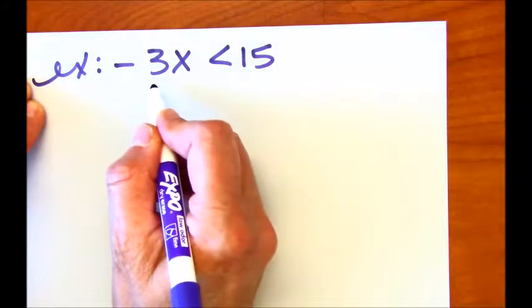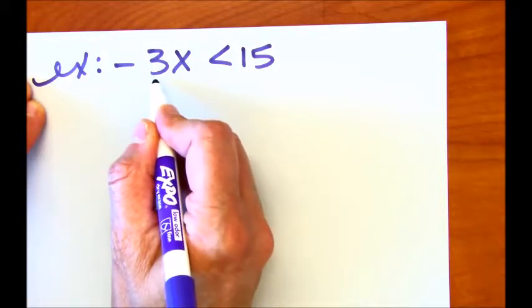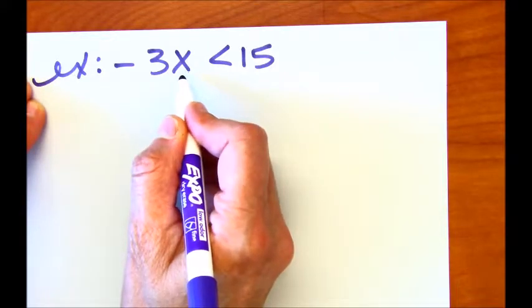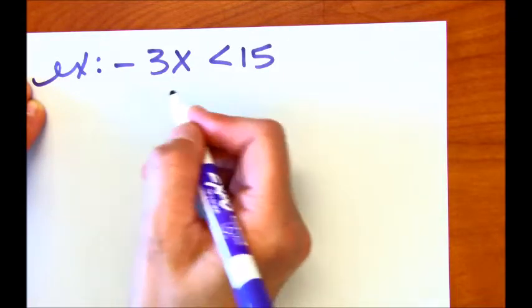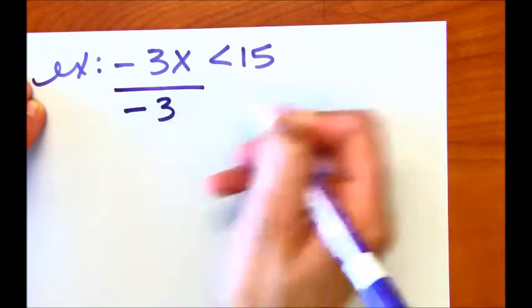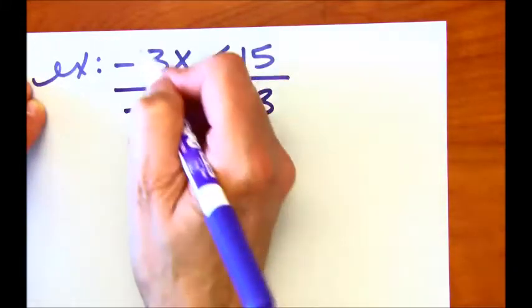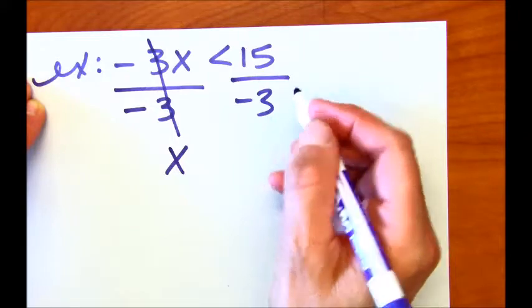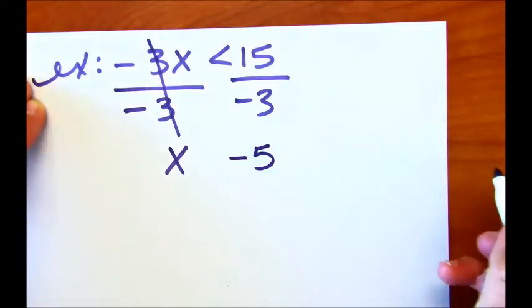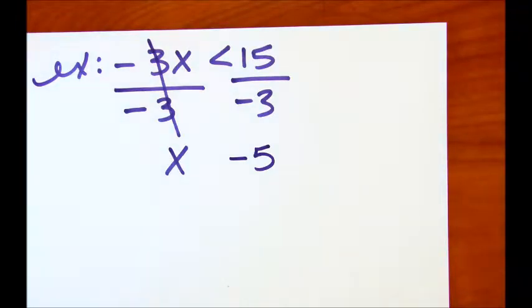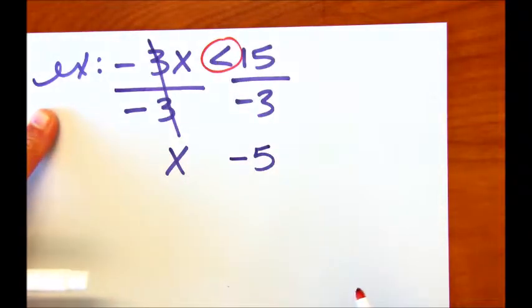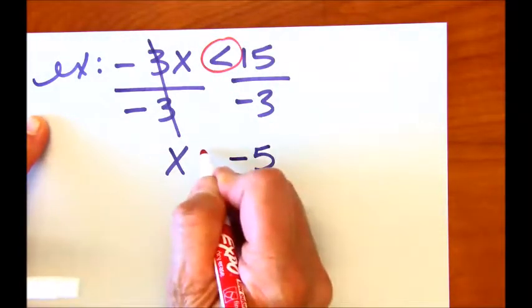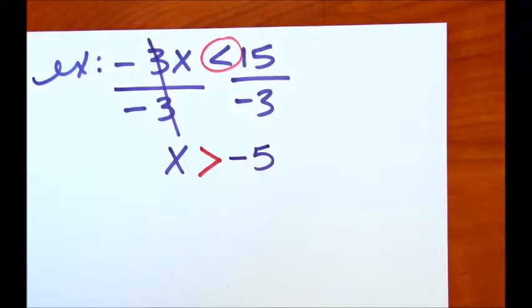Like before, I want to divide by whatever this number is that's associated with the x. And again, if you want to multiply, you could multiply by negative 1/3, but I'm going to divide by negative 3 on both sides. That's going to cancel. I'm left with x, and then 15 divided by negative 3 is going to give me a negative 5. But what we want to remember is that if we're multiplying or dividing by a negative, we want to reverse that sign. So instead of less than, we're going to write it as a greater than. Okay, x is greater than negative 5.